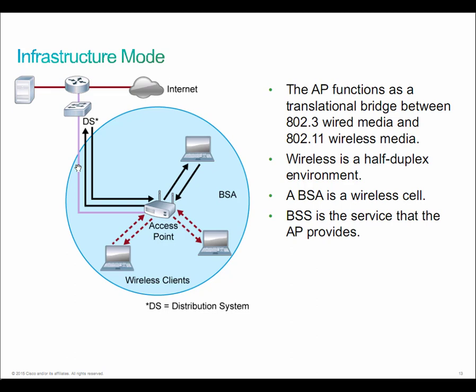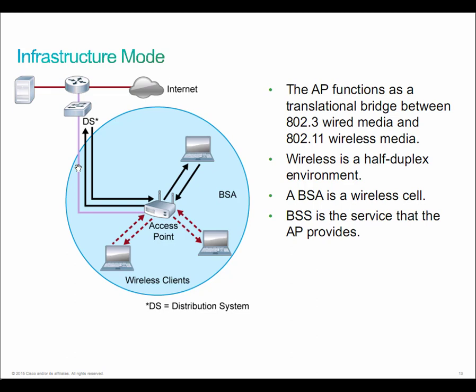The central device is the access point. The access point is essentially a hub relaying wireless communication, but not ad hoc, right? The devices are not communicating directly with each other. They're communicating through the access point.